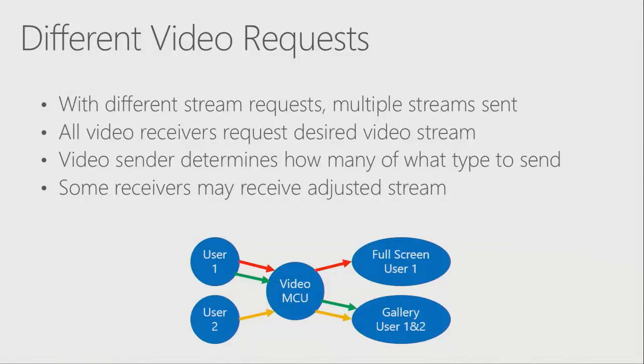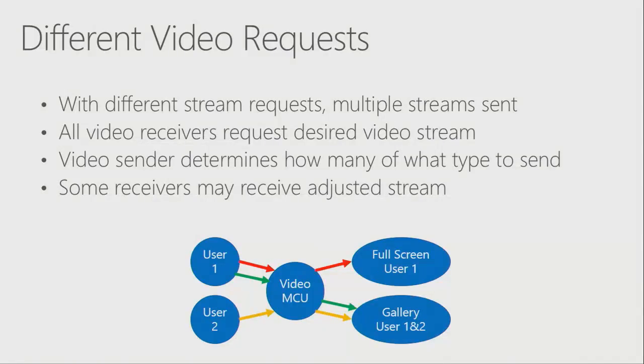You have user 1 who's sending video full frame rate to user 1 on the top right. Even though the user below on the bottom right is also requesting user 1, it's a gallery view. That's that little square, not the full resolution. So this is actually a different video request. So user 1 on the left actually needs to send a second video stream to the MCU, which is going to pass on to the gallery view. So you can see how that switching component comes into play.